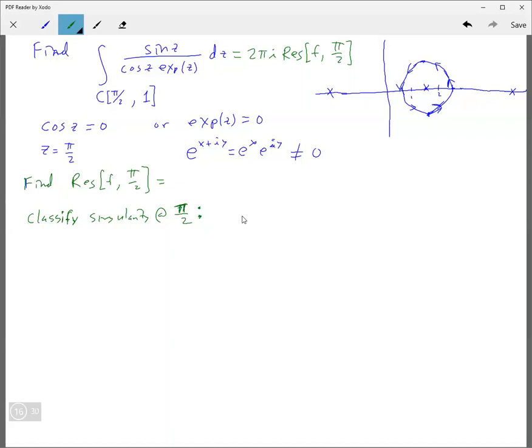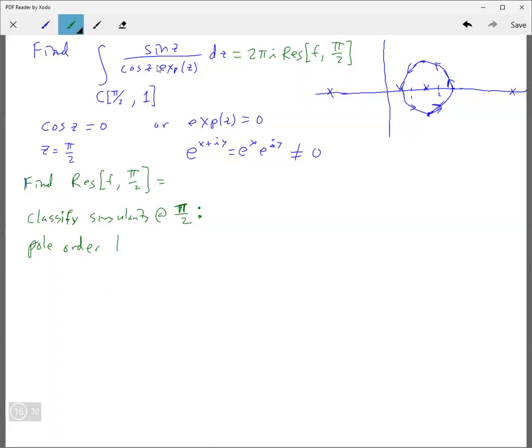Yeah, it's a pole of order 1. Okay, so cosine and sine, at every one of the places where there's 0, it's a 0 of multiplicity 1, which means if you take 1 over that, then it's going to be a pole of order 1. Okay, so a simple pole when you do that.